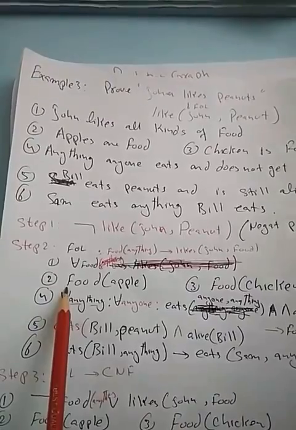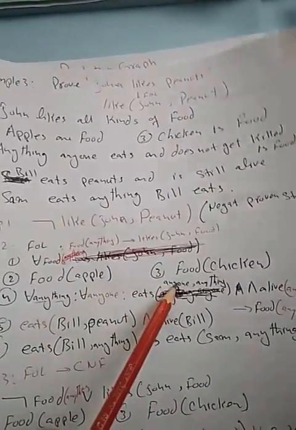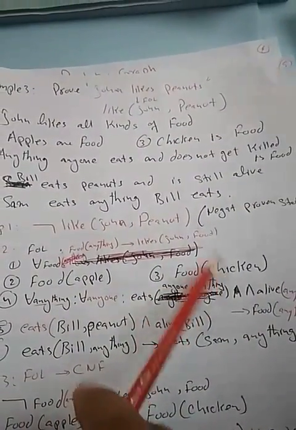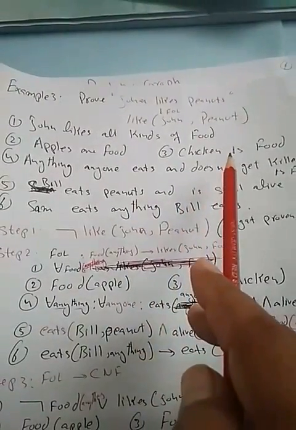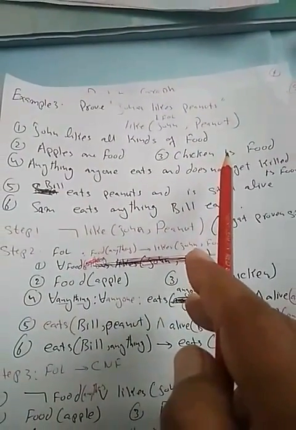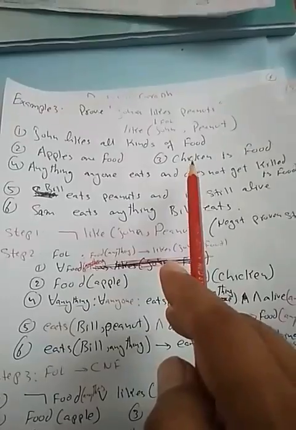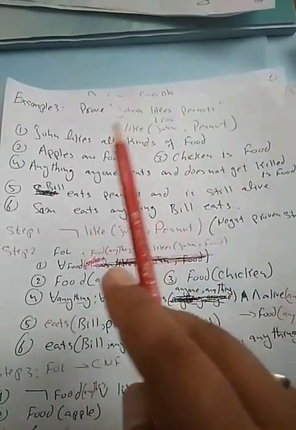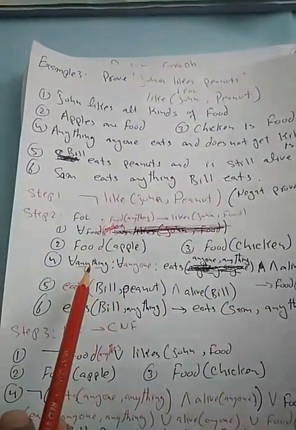The third statement is food(apple), food(chicken). It's simple. There are no conditions, no properties. It is simply declaring that chicken is food or apple is food.